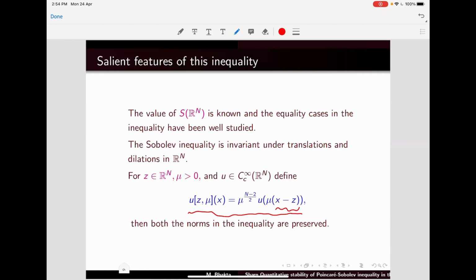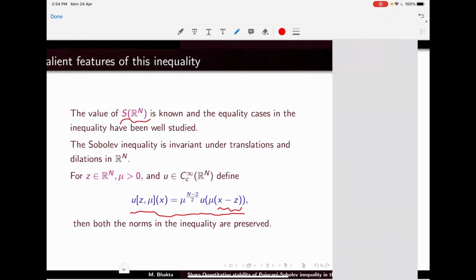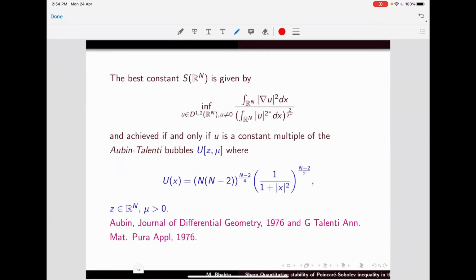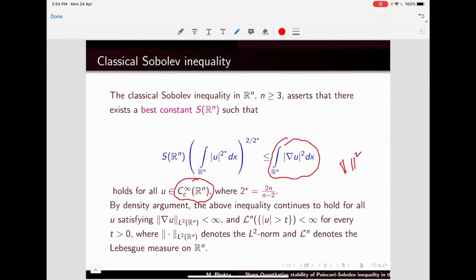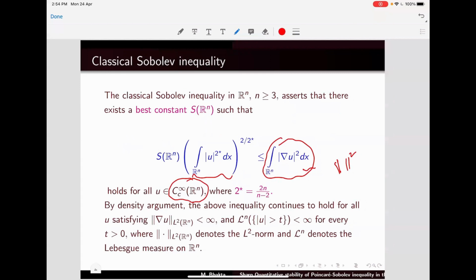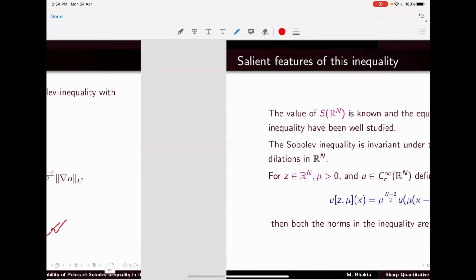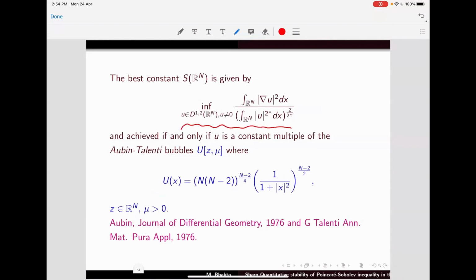The best constant is the Sobolev constant S of Rn, which is well known and has been studied. You can characterize this Sobolev constant easily from the Sobolev inequality: S of Rn is less than or equal to this right hand side divided by this part. So if you take the infimum over all these functions with u not equal to 0, that's the Sobolev constant.